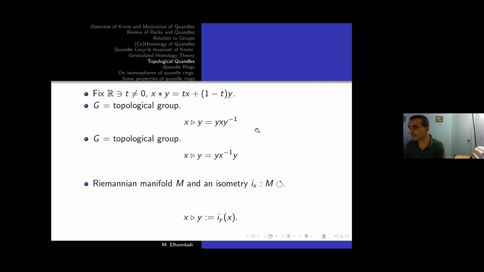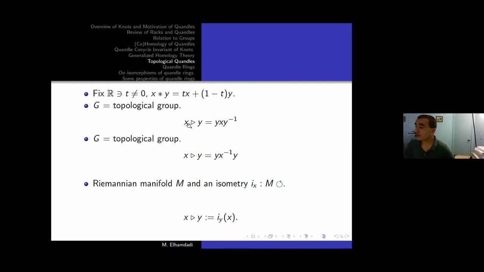Here are some simple examples. Take the real line, pick a non-zero element t, and this is basically the Alexander quandle. Because I want it to be invertible, so I have a quandle, I have to be able to have right multiplication be invertible, I should be able to solve for x, then t has to be non-zero.